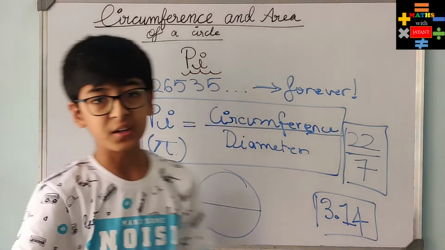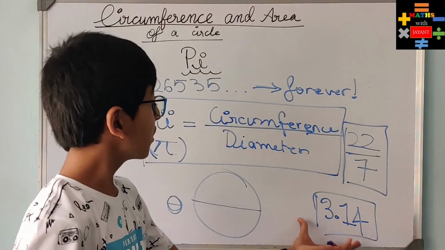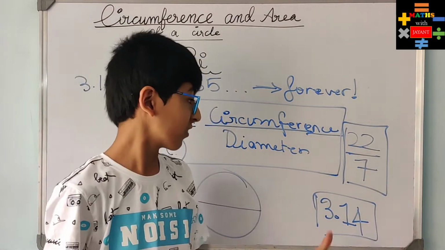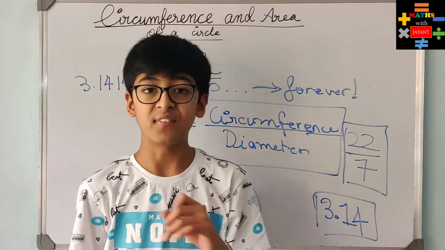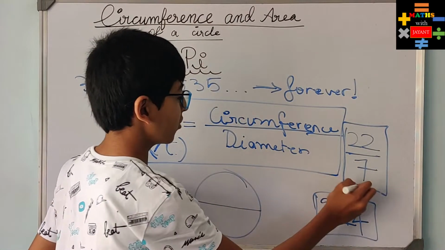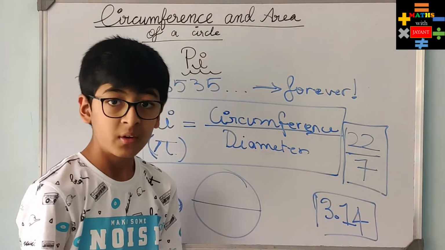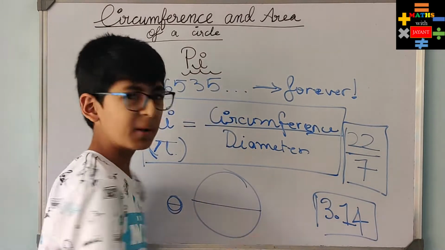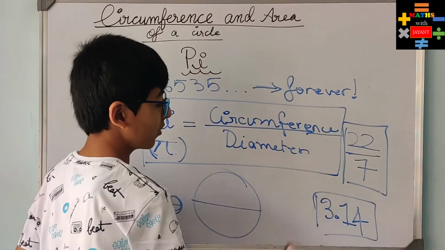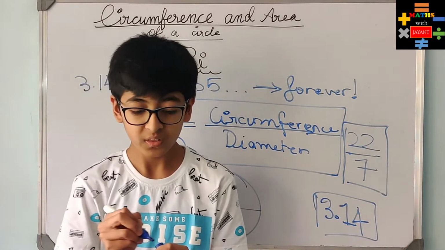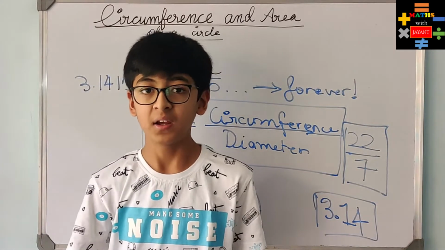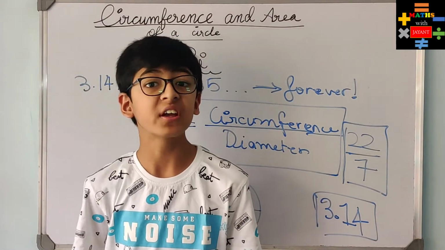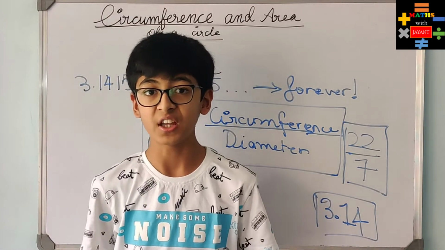3.1415926535. It's very random. So 3.14 is just pi rounded off to 2 digits, and 22/7 as well is an approximation. Both these values are good enough for calculations. So this is the real value of pi, but we don't need it so accurate. For simple calculations, we use 22/7 or 3.14. And this is about pi. Let's move on to now actually calculating our circumference and area.